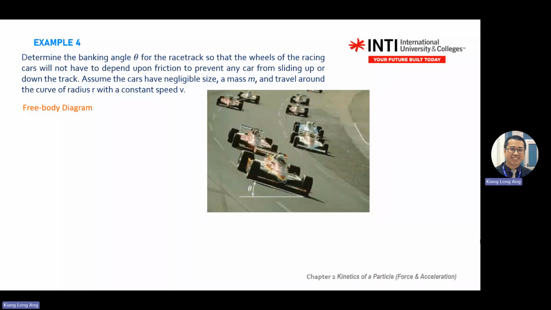The object does not move in a straight line. It's not x and y. So you move in a curve. So straight away you think in the t and n direction. Okay. So you're given a banking angle, a certain angle like this one.